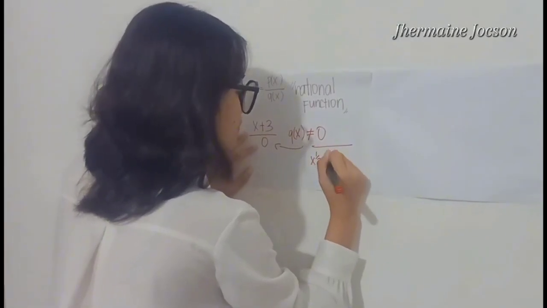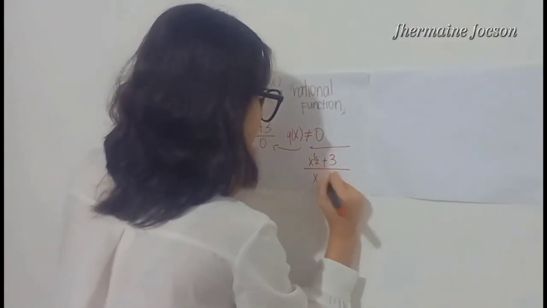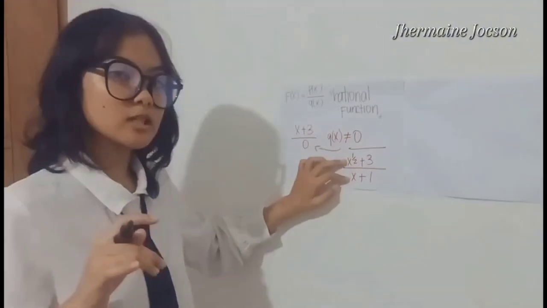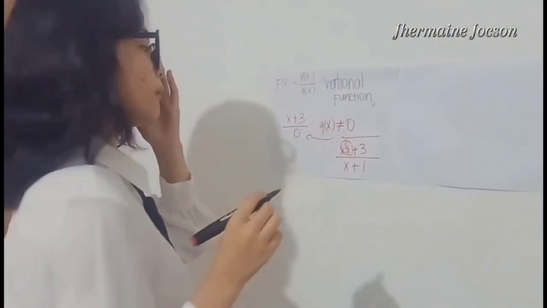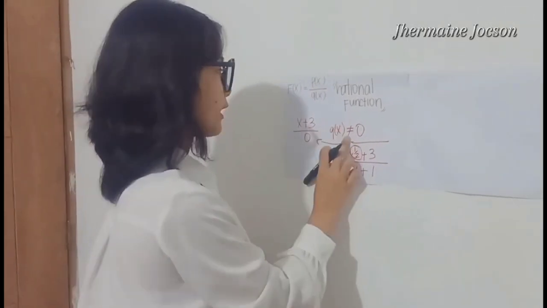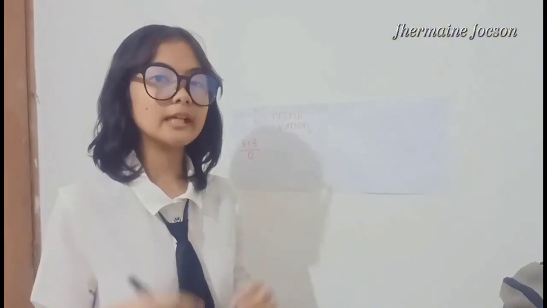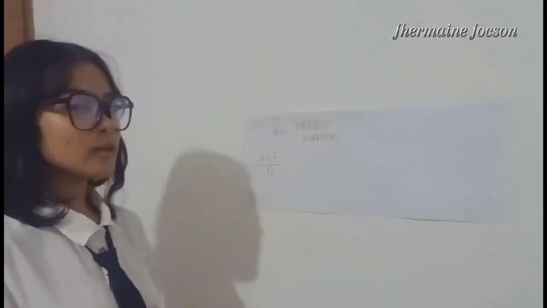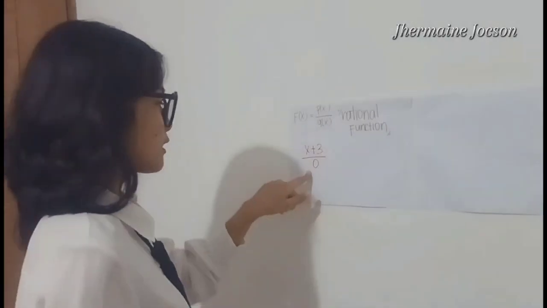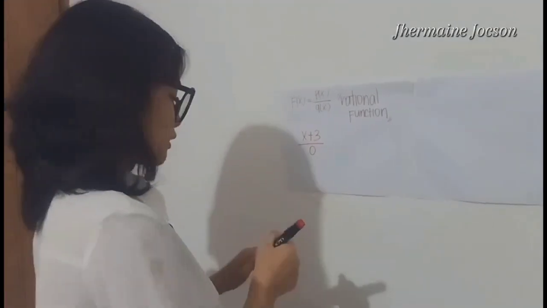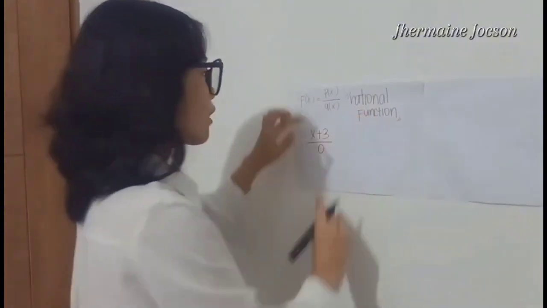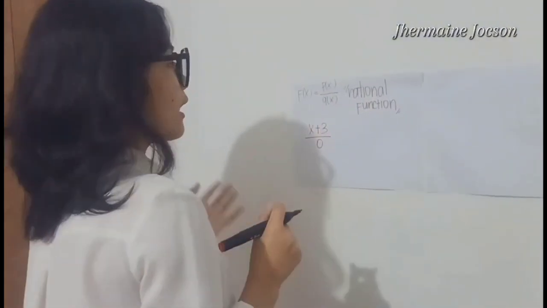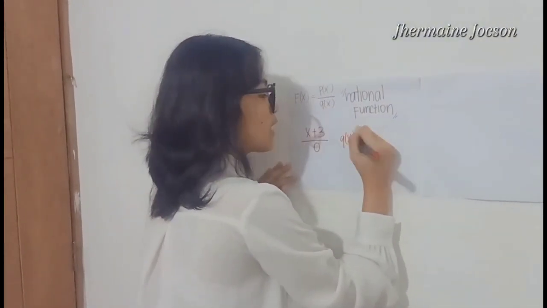x raised to 1/2 plus 3 over x plus 1. This equation is not a rational function, since we have this one. It is the same with q of x, but with our p of x. Right, now how can we say that an equation is really a rational function? Easy. Let's say that we have this equation, which is x plus 3 over 0. Now this equation is not a rational function. Why? It is simply because our denominator, which is a polynomial, and our q of x is not supposed to be equal to 0.